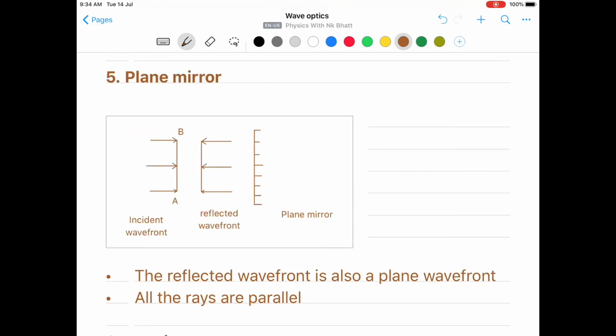In the same sequence, if we consider the plane mirror, then see this diagram. AB is the plane wavefront which is incident over the reflecting surface of plane mirror. After getting reflected, the wavefront is still a plane wavefront and the rays are as they were, parallel. So the reflected wavefront is also a plane wavefront and all the rays are parallel because the reflecting surface is a plane surface. That's why it has not acquired any spherical shape.